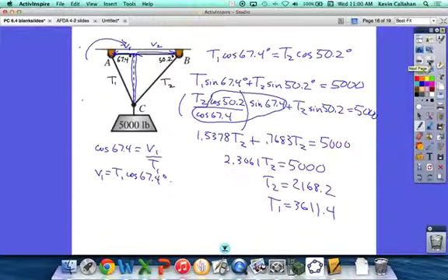Honestly, when I do these problems, I prefer to do matrices for them. Just get this onto the other side. And then remember, you set up your matrix. It would be like this. T1, T2 equals, the right-hand side would be 0 for this one, 5,000 for this one. And you can put in your cosine of 67.4, negative cosine of 50.2, and just do it with an A to the minus 1 B, and it does the whole thing. A lot less work to do.